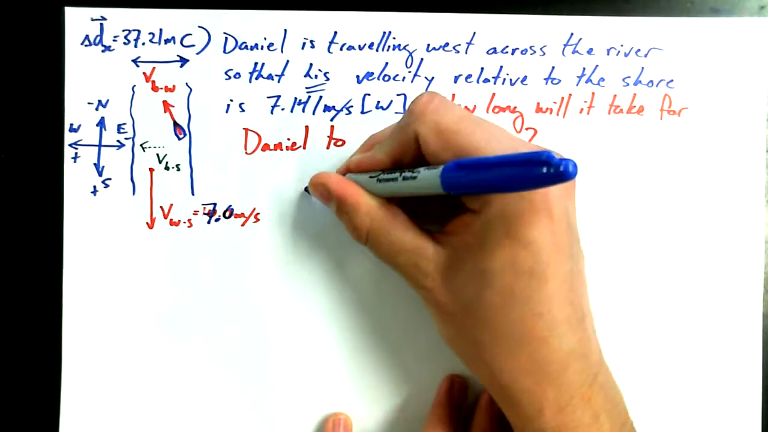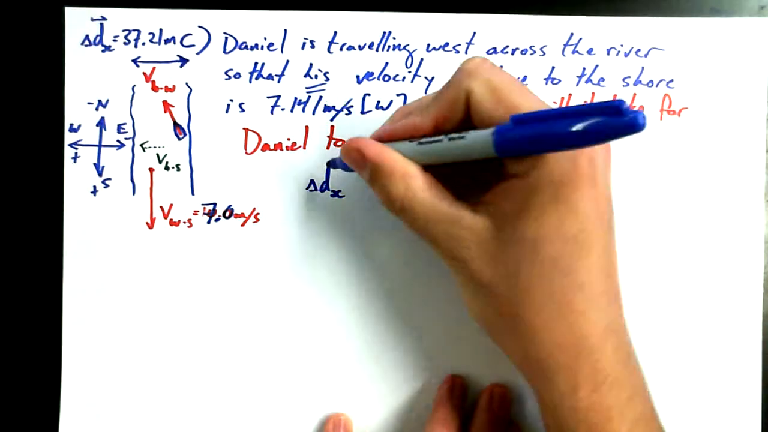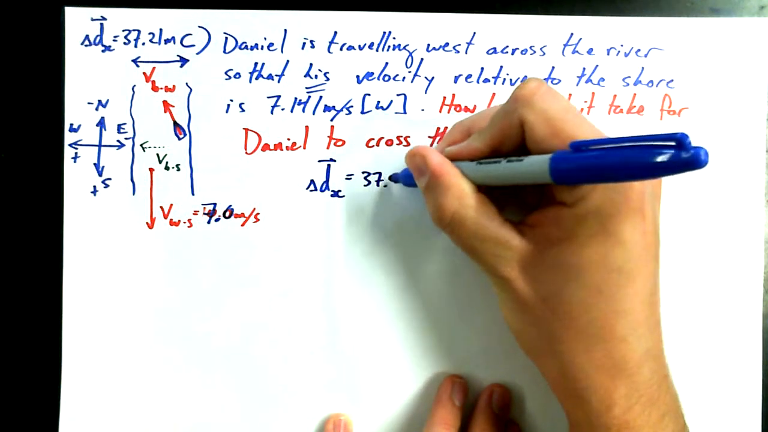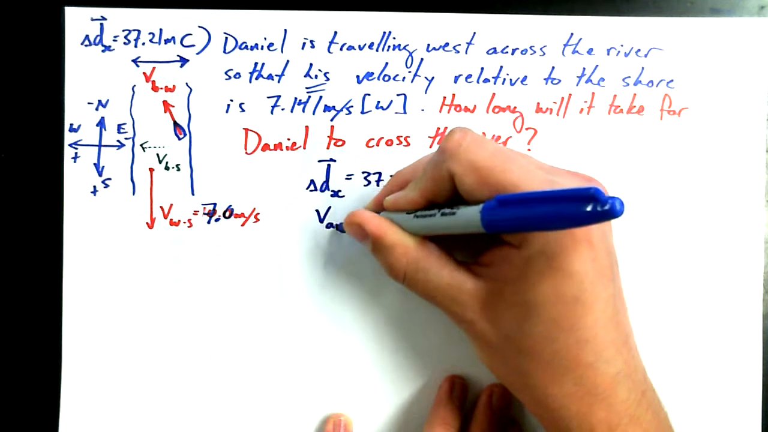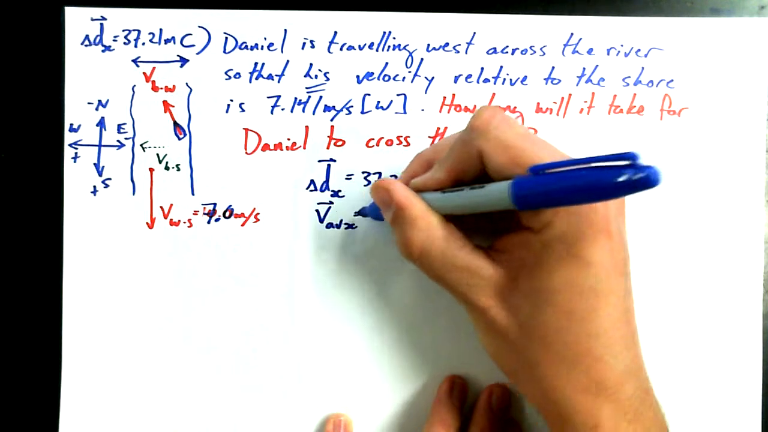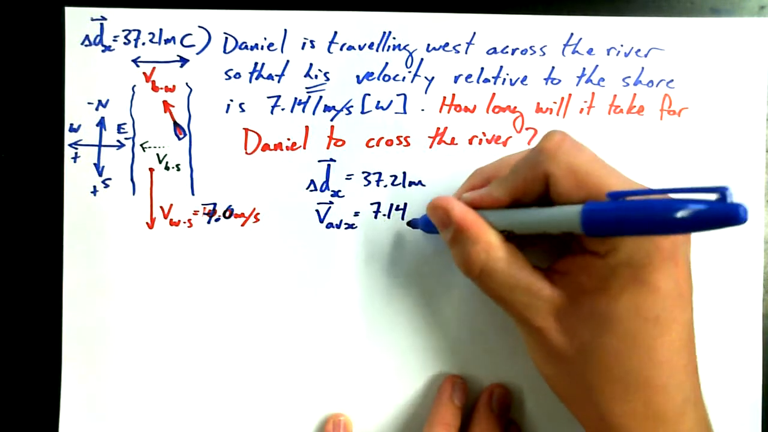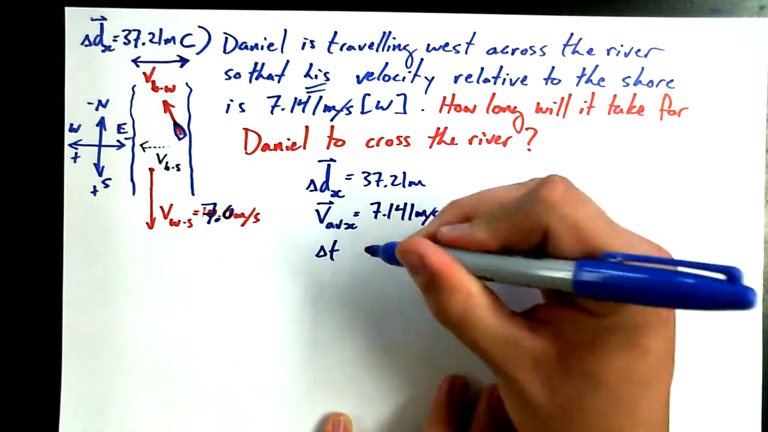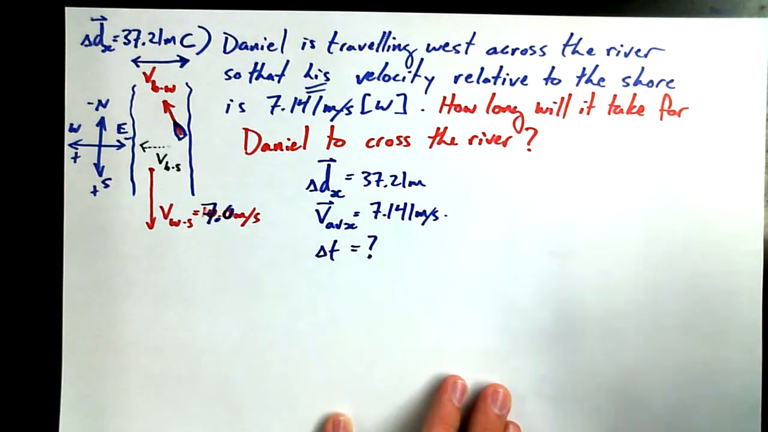So if I want to talk about delta D in the x direction, 37.21 meters, I'm going to need to discuss the velocity, or the average velocity in the x direction, which in this case is VBS, or 7.141 meters per second, if I want to find the amount of time that it takes to traverse that. Now, there's no acceleration here. Acceleration is equal to 0, so I'm not going to even talk about it.